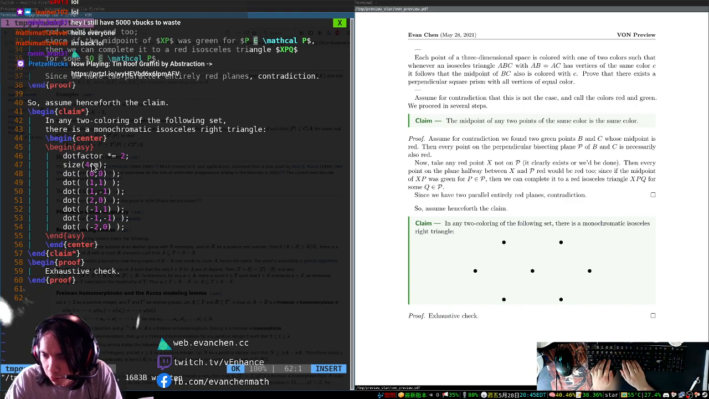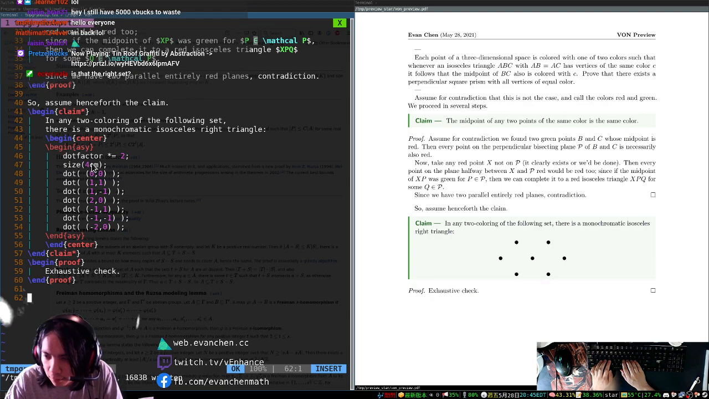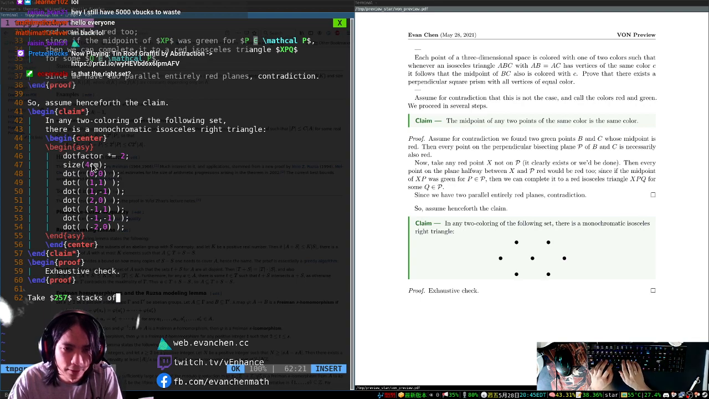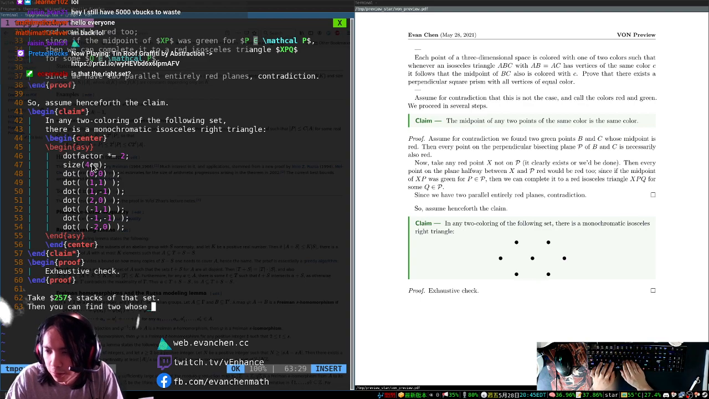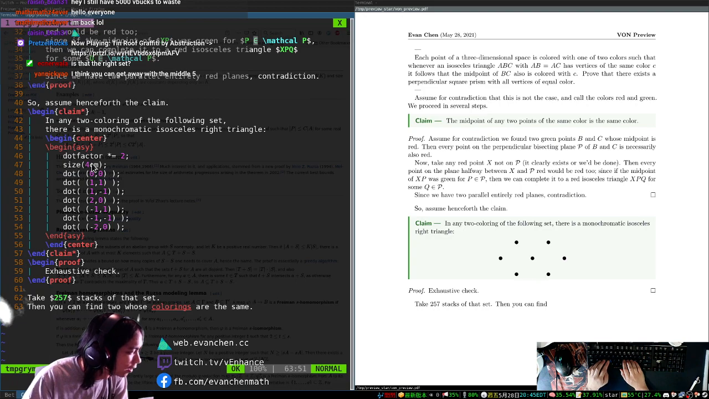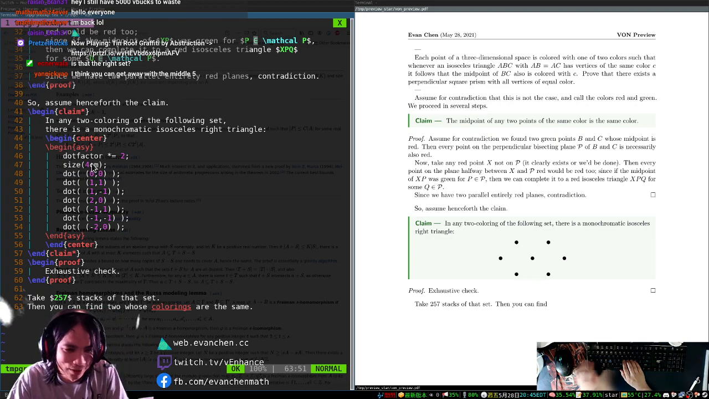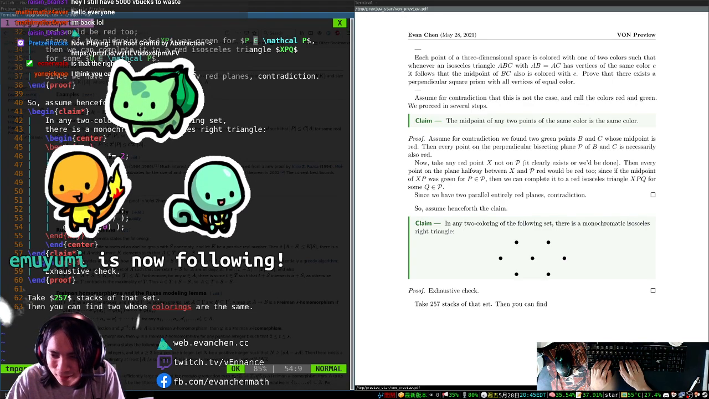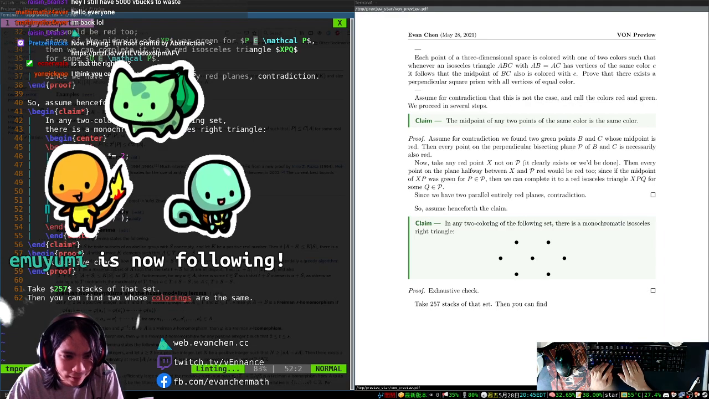Okay, and now take 257 stacks of that set, and you can find two whose colorings are the same. Wait, did I draw the right set? I think that's not the right set. That's not the set I actually used. 3, 1, and 3, minus 1, right?